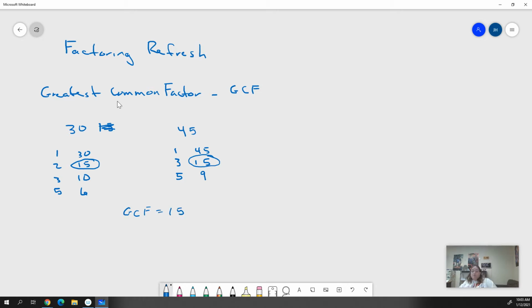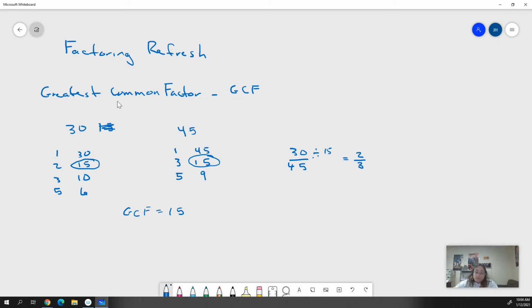So if I wanted to reduce these numbers, say they were a fraction, 30 over 45, I would just divide them by their greatest common factor. If I divided 30 by 15, I would get 2, and if I divided 45 by 15, I would get 3. So we use greatest common factors all the time for reducing fractions, but we don't always know that's what we're doing. So that is our beginning outlook on this.